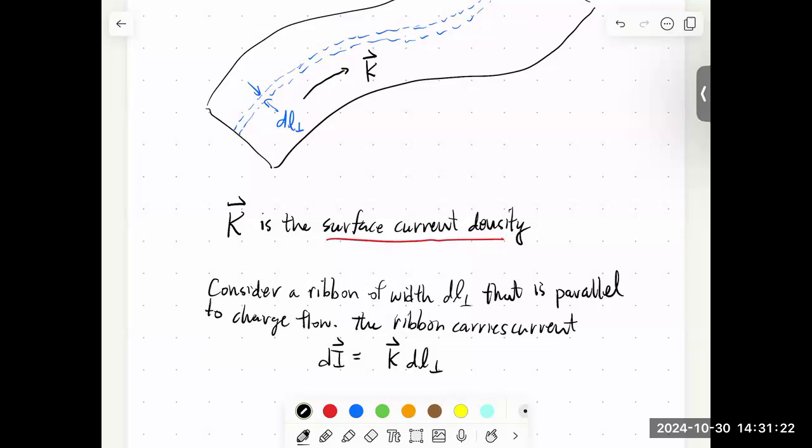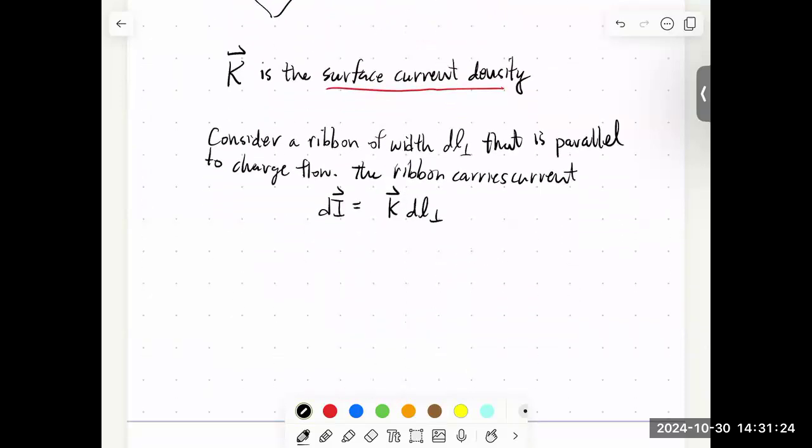So that means then, of course, it's equivalent to write that the surface current density is the current per unit width. So this is the current per unit width.